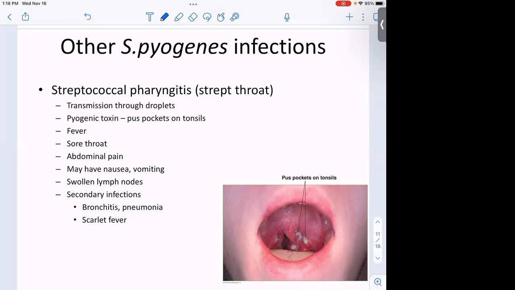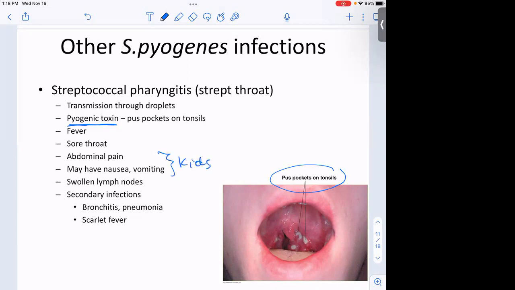What does strep throat look like? Other signs and symptoms. Well, because of a toxin, a pyogenic toxin, that's one that we didn't talk about, a pus-forming toxin, we often, or I would say sometimes, see these pus pockets on the tonsils or in the back of the throat. That's not always there though, so you can't rely on that, like looking in your throat and thinking, oh, it's not pussy, so it must not be strep. Don't rely on that. Usually have a fever, always have a sore throat, especially in kids.